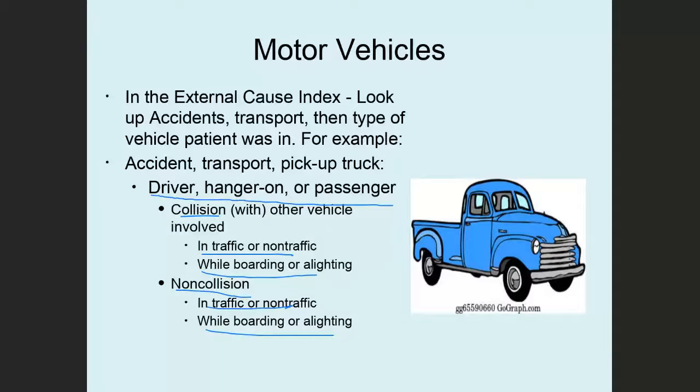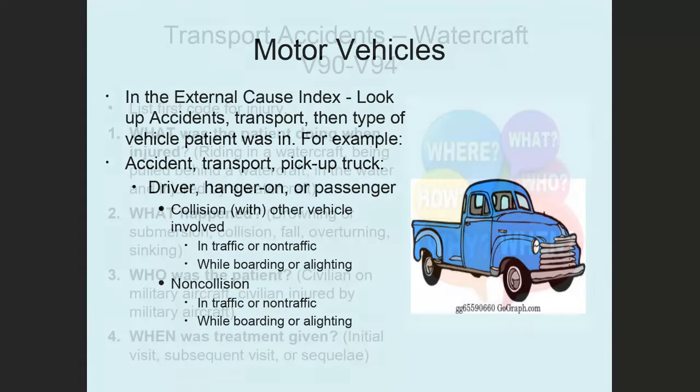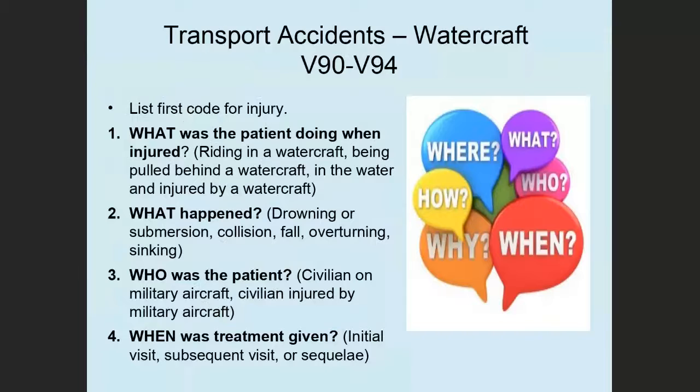So I think a lot of the problem with these transport accident codes is the index, which is very confusing, I think. So let's move on to watercraft. First, list the code for the injury, then what was the patient doing, what happened, who is the patient, and when was treatment given.